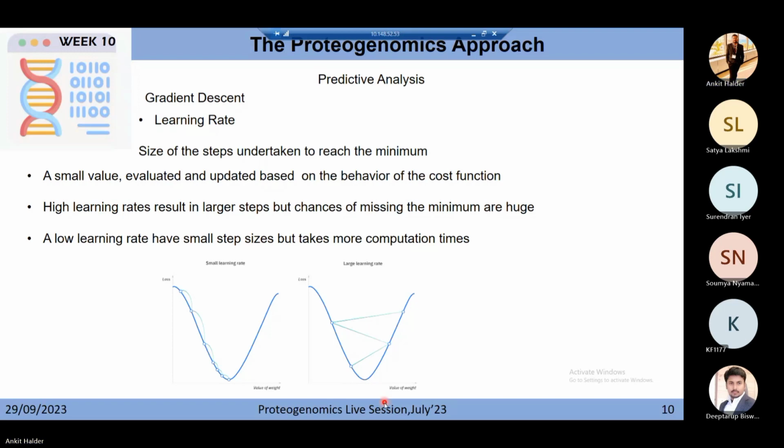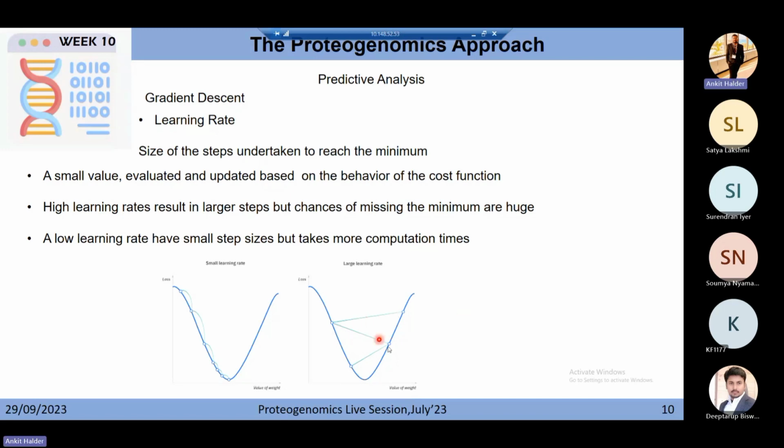But what happens if you take the large learning rate? When the computation times and complexities increase, one would generally go for a larger learning rate.